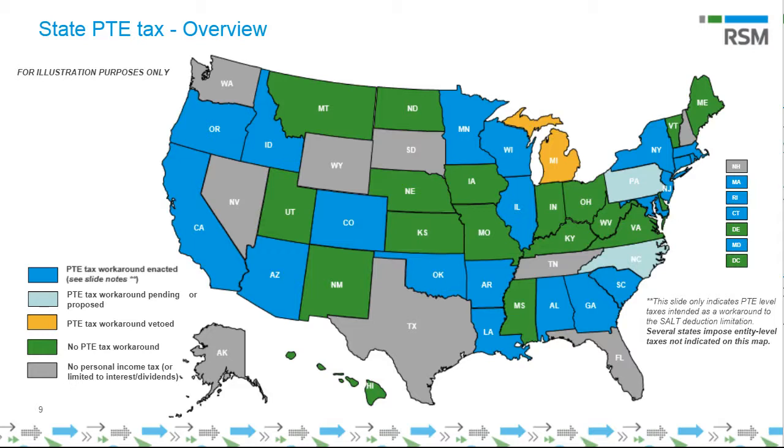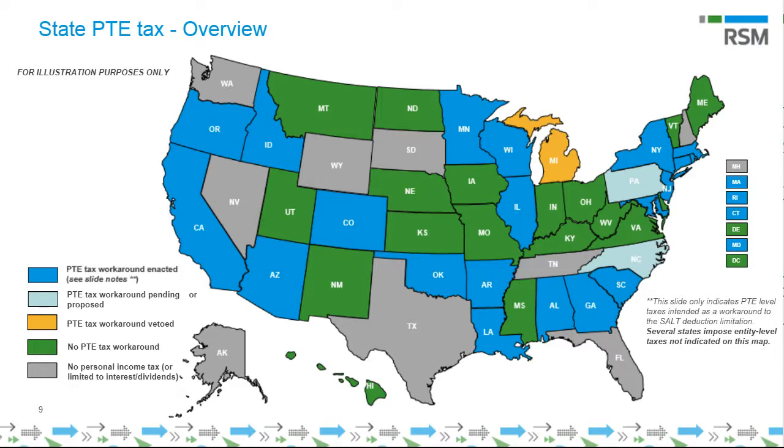So, as you can see, there's already 20 states on here that have them. By the end of the year, there might be 3 additional, and then more to come in 2022. And one other thing I would just also highlight is the states in here in gray don't have or have a very limited personal income tax, so they don't necessarily need a pass-through entity tax workaround.